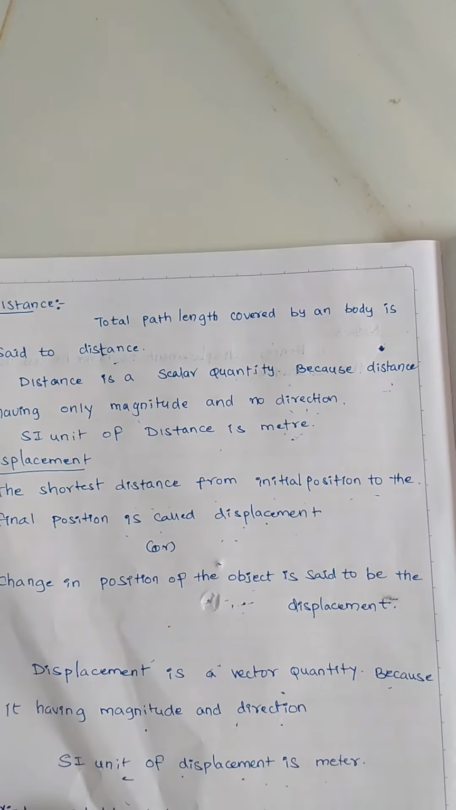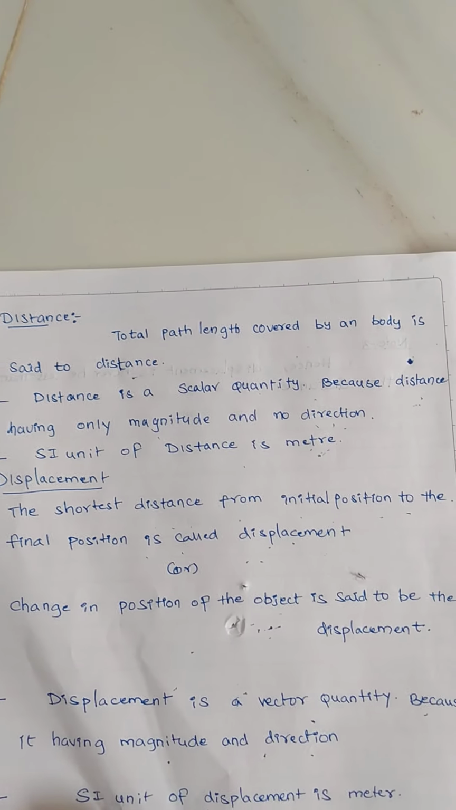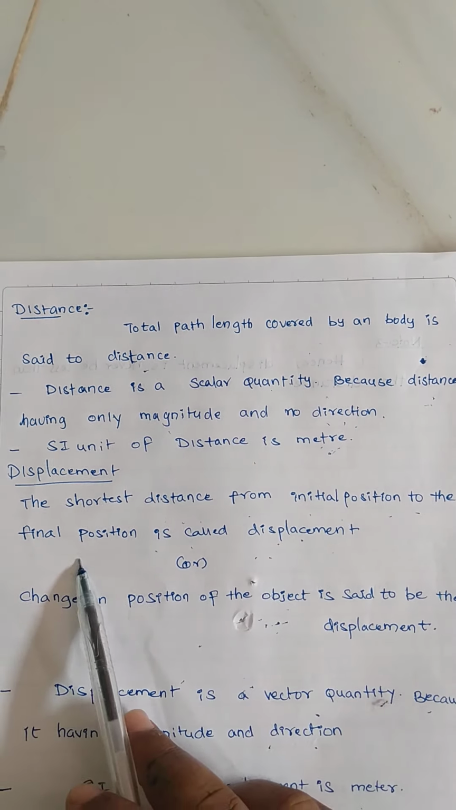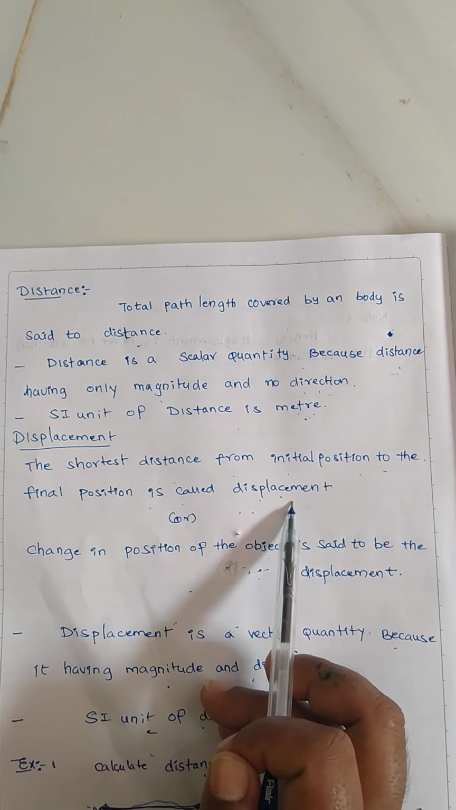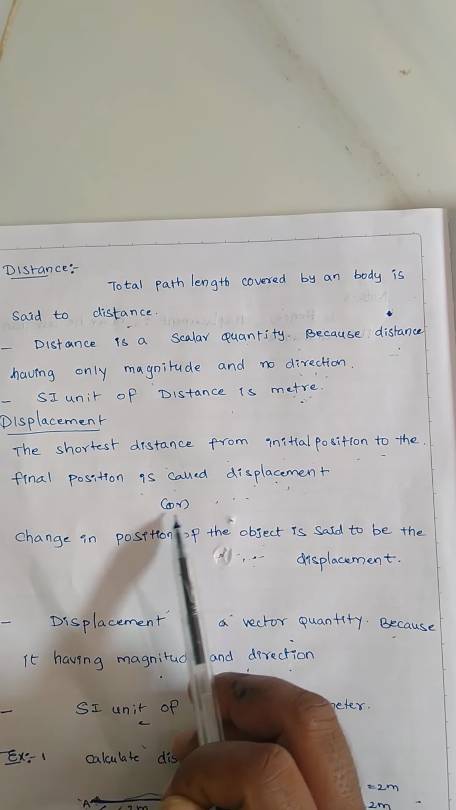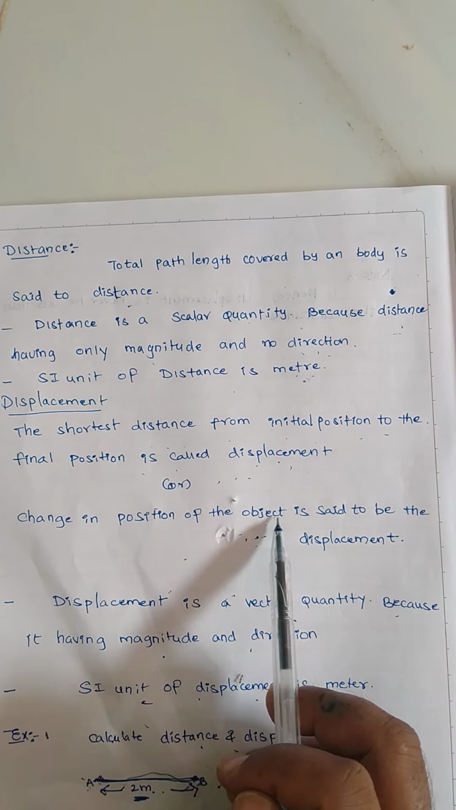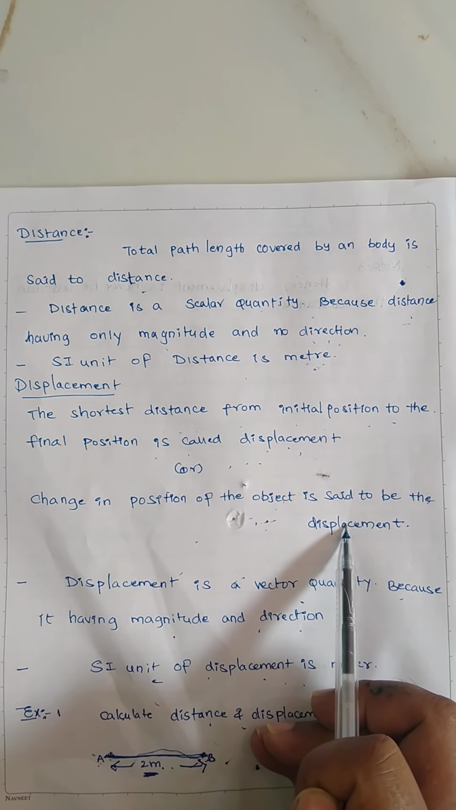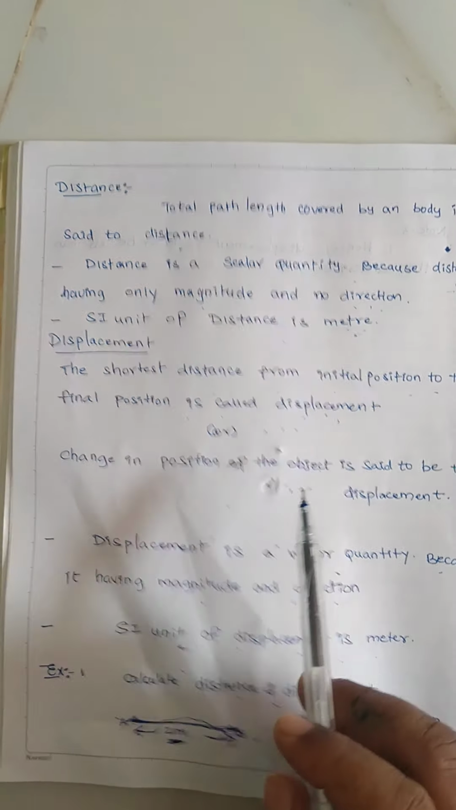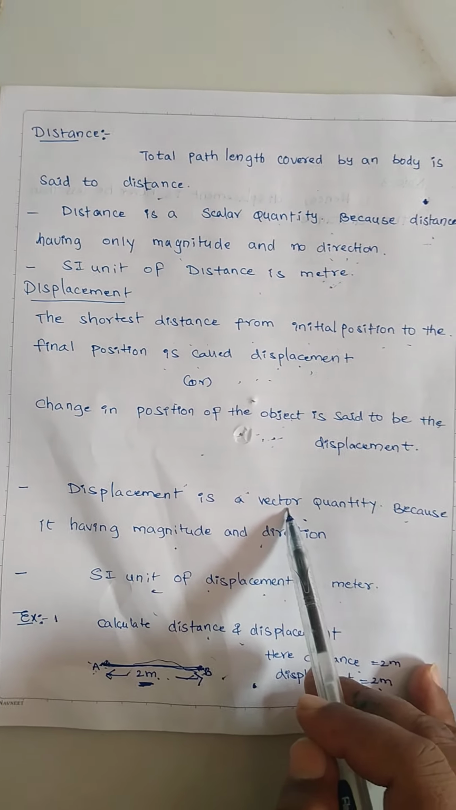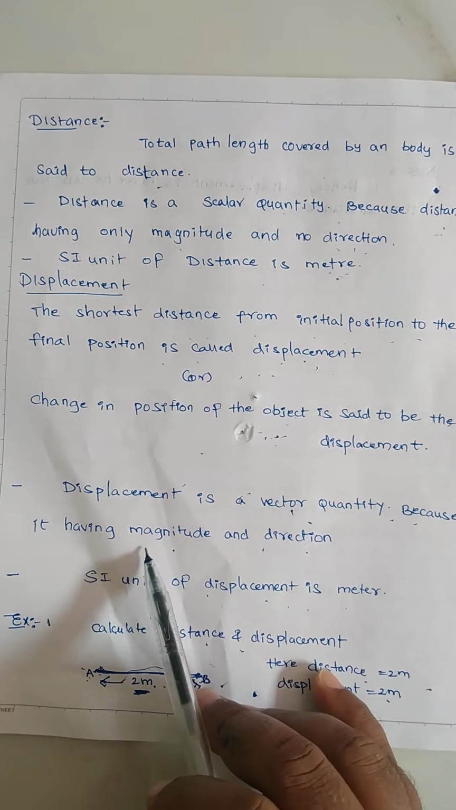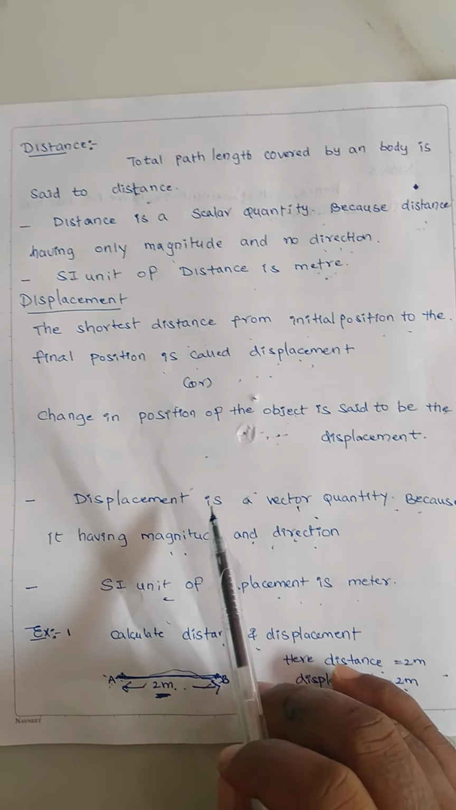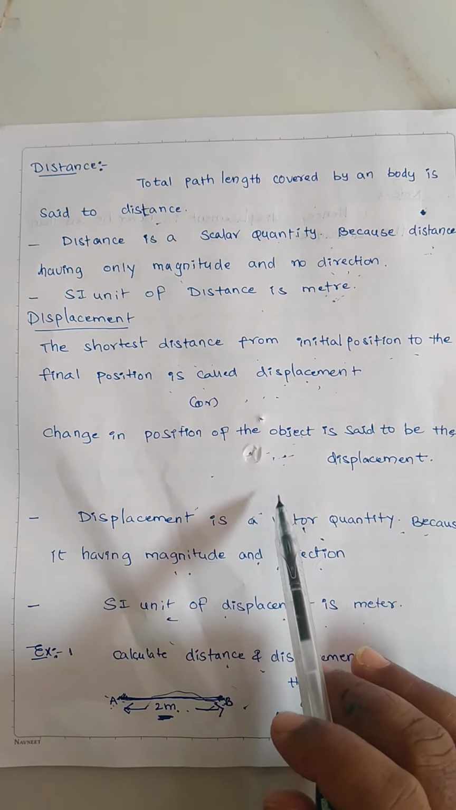Next, displacement. What is the meaning of displacement? The shortest distance from the initial position to the final position is called displacement. Or change in position of an object is also said to be displacement. But here displacement is a vector quantity. Why is it a vector quantity? Because it has magnitude and direction also. For that reason displacement is a vector quantity.